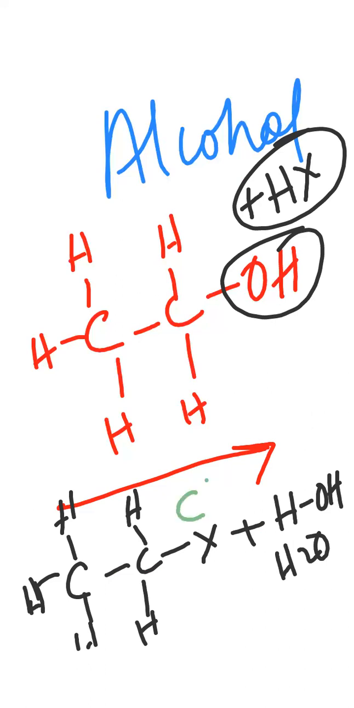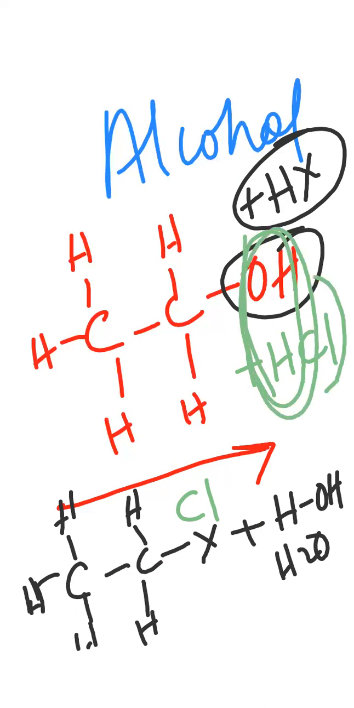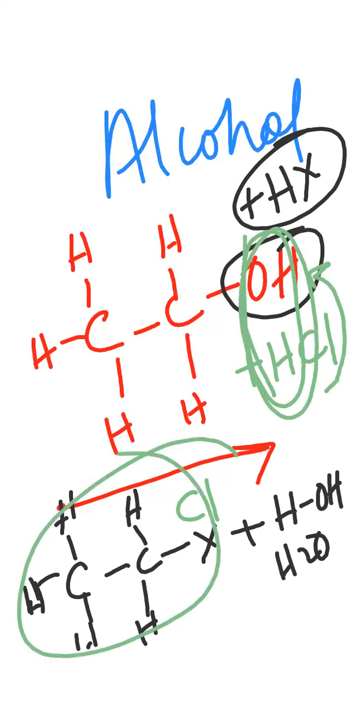You can use chlorine. So it means we are reacting this alcohol with HCl. H will react with the OH and give you water, and chlorine will be attached to the carbon chain. You will get a haloalkane. There is one more thing. For this reaction, we need a catalyst. That's what you should know. We have to use a catalyst here.